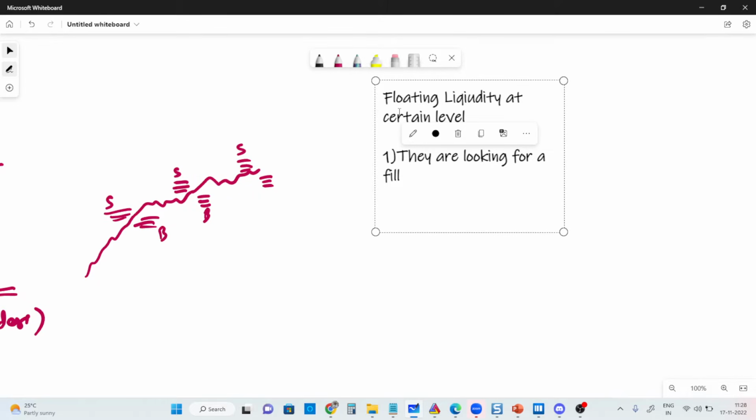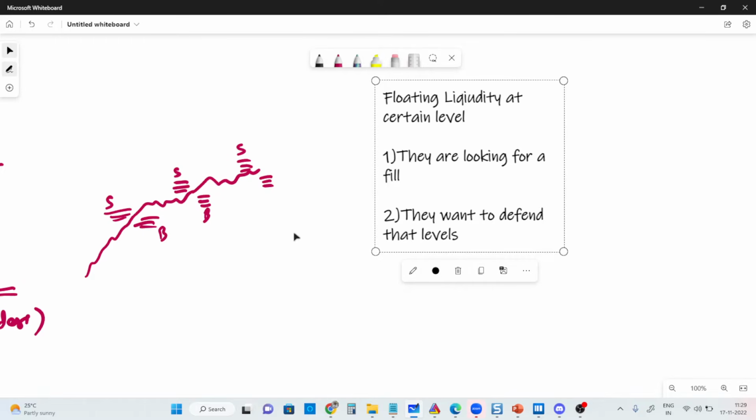Number one reason. Number two reason, they may also want to create a wall of resistance or wall of support. They want to defend that level. So it can happen because of two reasons. But no matter what, the majority of the time, markets do very frequently get attracted towards those liquidity zones.